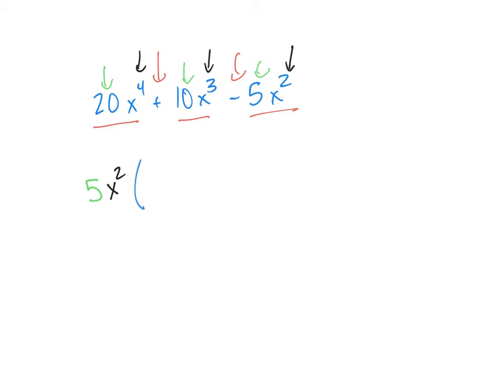So 20 divided by 5 is 4, and x to the fourth divided by x squared, use subtraction on the exponents to get x squared. So 4 minus 2 is 2, and I have that term done. Then I have a plus sign. Then I do 10 divided by 5, which is 2. Subtract the exponents, 3 minus 2, and I get x to the first. And then 5 divided by 5 is 1. Oops, that's a minus sign, isn't it?